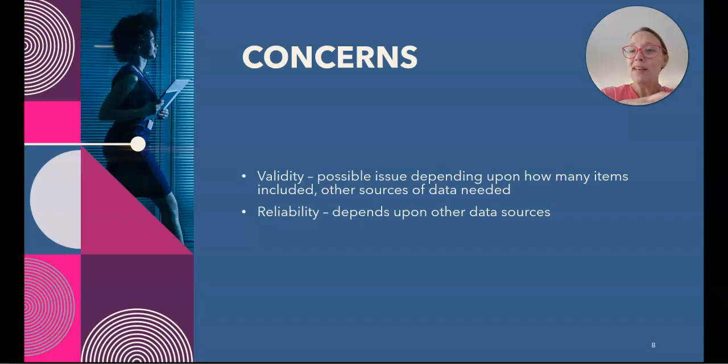So summary, checklists give you two options, things that you're looking for. They can be super helpful depending on your research question, but they're only a piece of the puzzle.